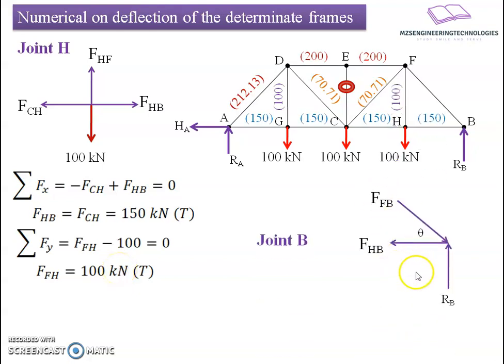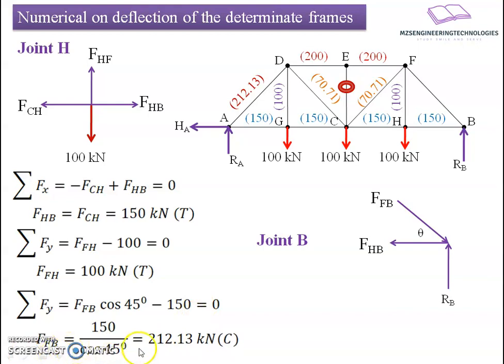If I prepare a free body diagram of joint B, it results into FFB. There are two unknown forces here, FFB and FHB. RB is the reactive force coming upward. If I apply summation of forces in vertical direction, we get a relation FFB cos of 45. The vertical component of this, sorry, it should be sine of 45. Refer to it as sine of 45 minus 150. If I put the relation here, FFB will work out to be 212.13 kilonewton.